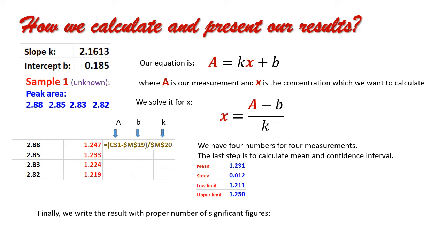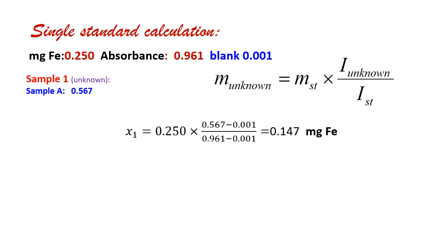Now we write the result with proper number of significant figures. Looking at our standard deviation, we need 2 figures after the dot. So confidence interval in mole percent will be from 1.21 to 1.25. Or alternatively, I could write the same information as 1.23 plus minus 0.02. This and this show the same information, whichever you prefer.